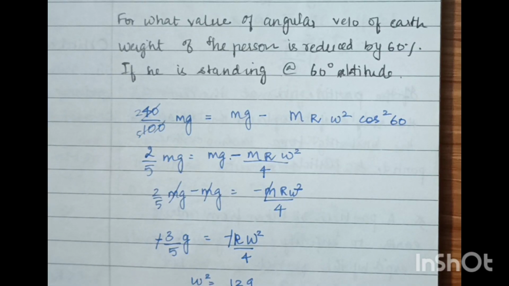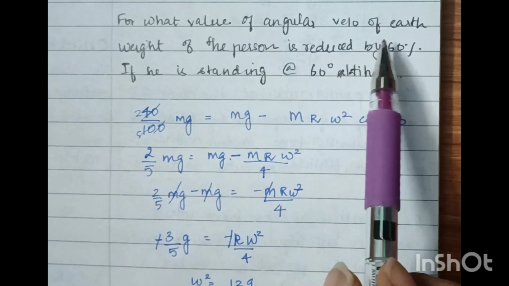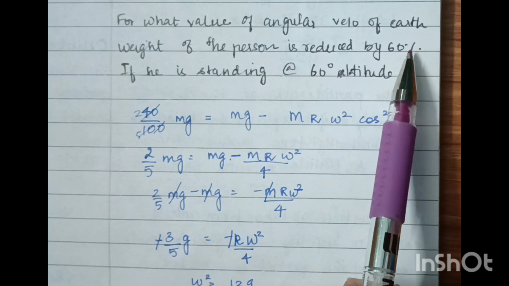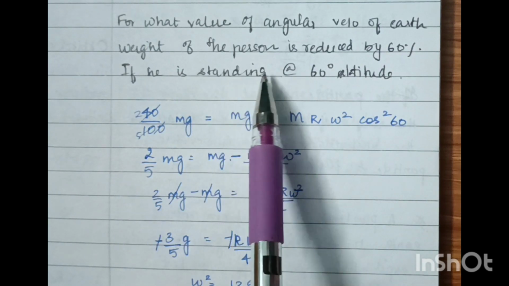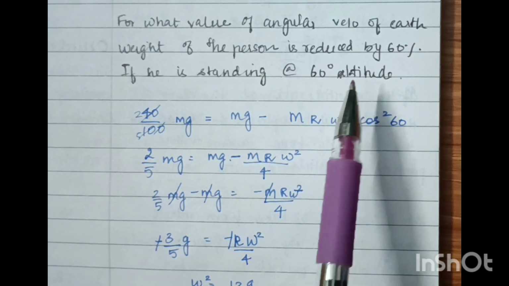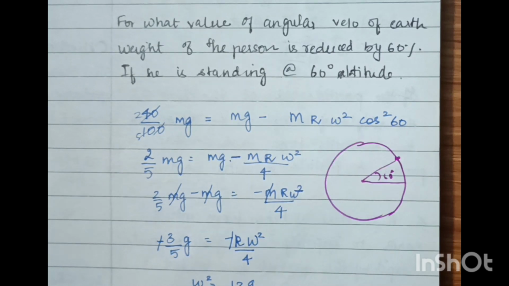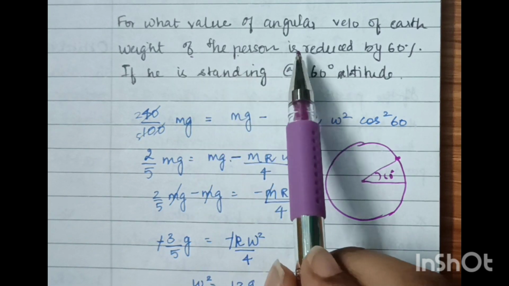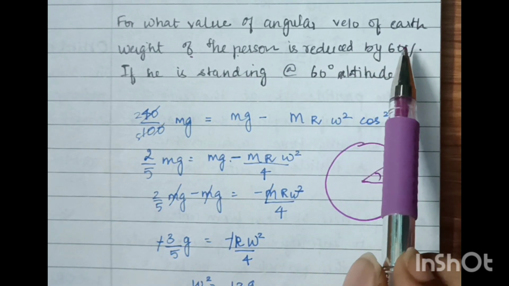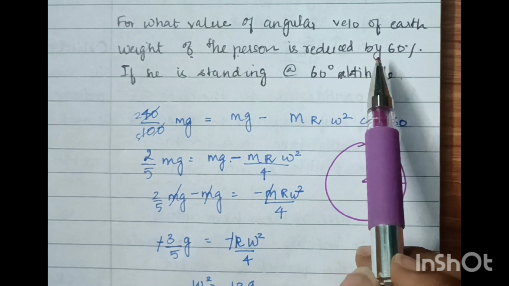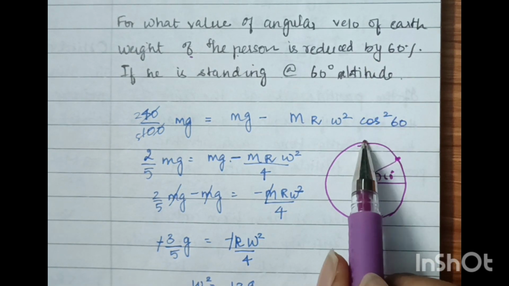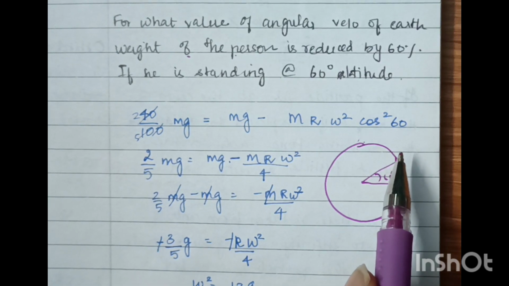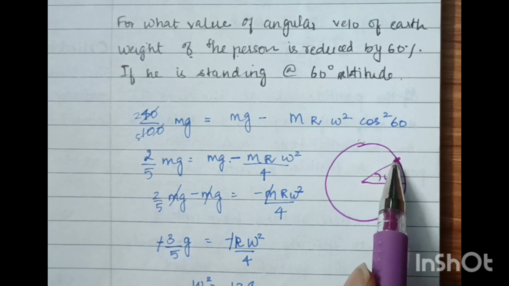So let us see another question. For what value of angular velocity of the earth is the weight of the person reduced by 60 percent if he is standing at 60 degree latitude? This is the question, and please see carefully. It is said that the weight of the person is reduced by 60 percent, meaning if it was 100 percent at the poles, then it will be reduced by 60%, meaning it will have only 40%.